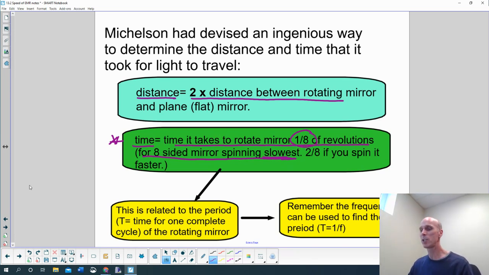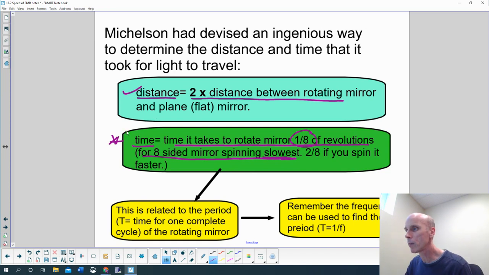You can take a second to imagine if Michelson had not used an 8-sided mirror, but instead used a 6-sided mirror. Well, if the mirror was 6-sided, then now we're looking at 1/6 of a rotation. And if you wanted, we could have a 10-sided mirror. We could have any sided mirror we want. It just changes the number a little bit. So be aware, there's nothing magic about an 8-sided mirror. It's just historically, I think, what he used. But you'll see questions in which mirrors are 6-sided or 10-sided or whatever.